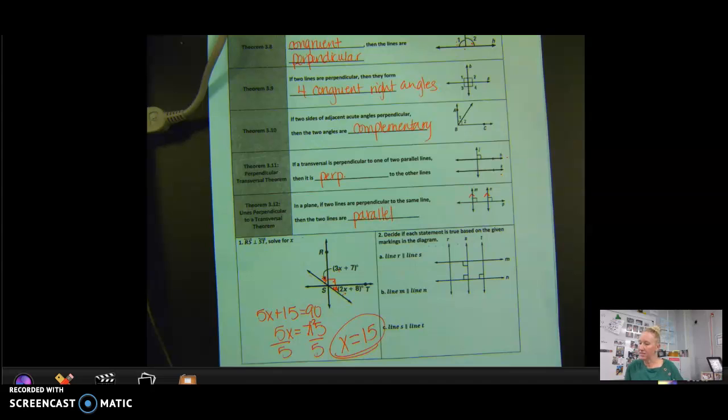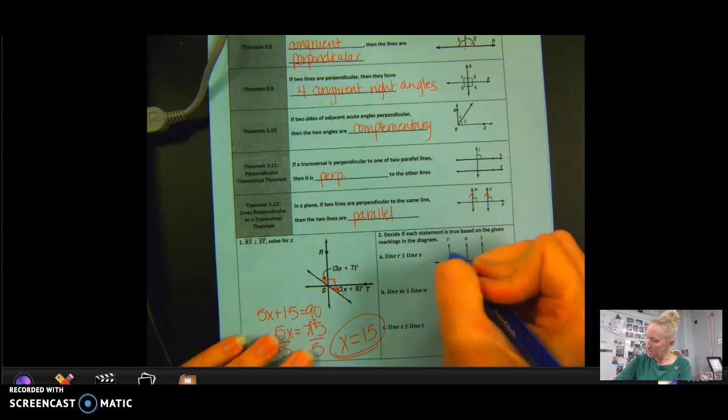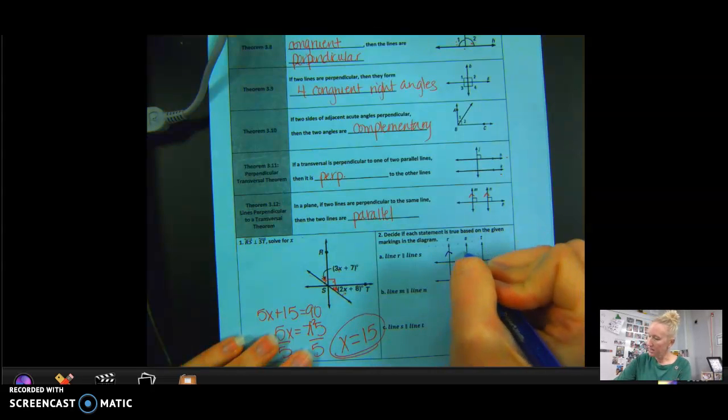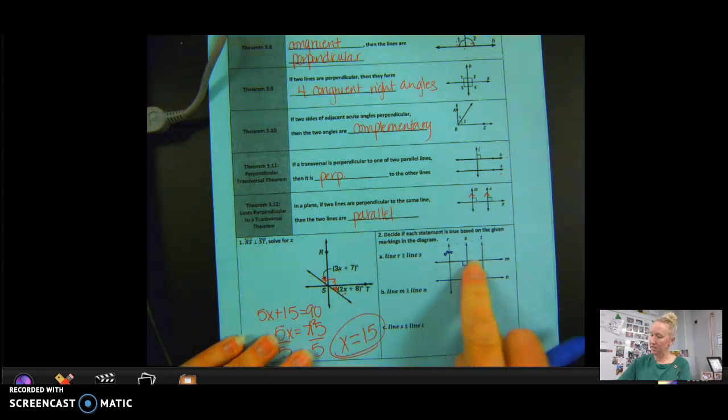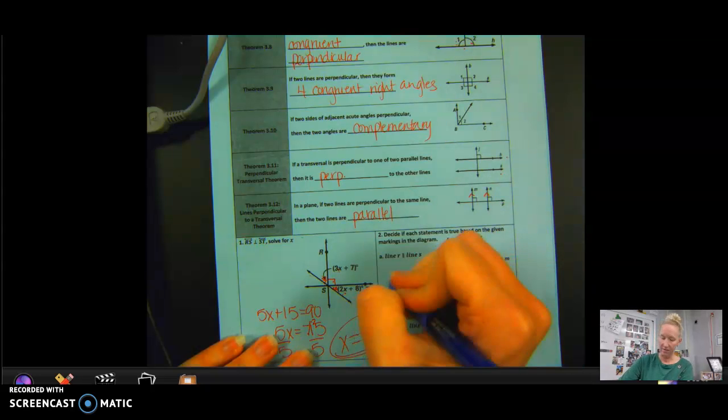And then the last problem, decide if each statement is true based on the given markings in the diagram. R is parallel to S. Is that true based on these markings? We know nothing about R's angles here. So we cannot say that it is parallel to S because we don't know if there are congruent angles here or here. So that would be false or no.